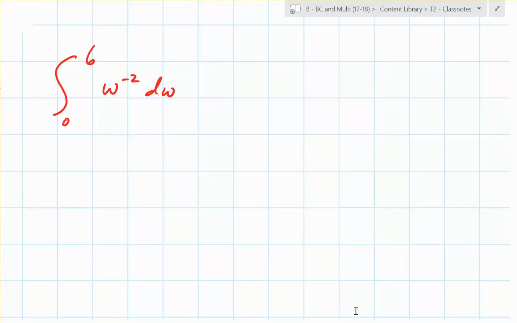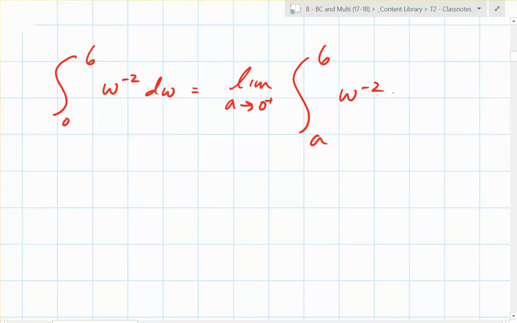Because 0 can't be kept. Yeah, 0 causes a problem. What specifically about 0? The function goes to infinity at one of the bounds. Okay, so if we want to actually do this out here, we change it to the limit as a goes to 0 from the right of the integral from a to 6 of w to the negative 2 dw.